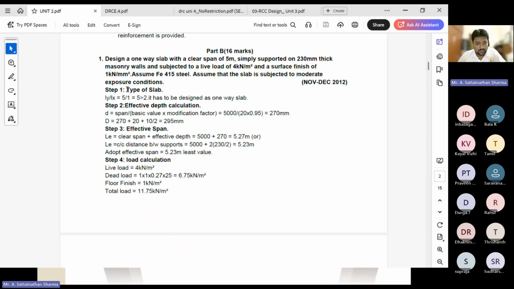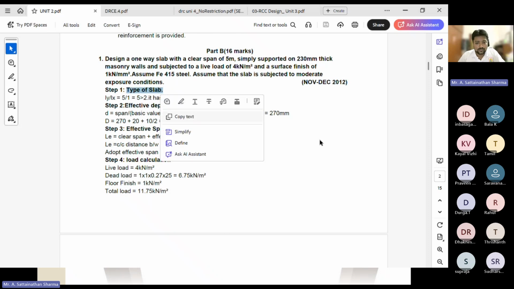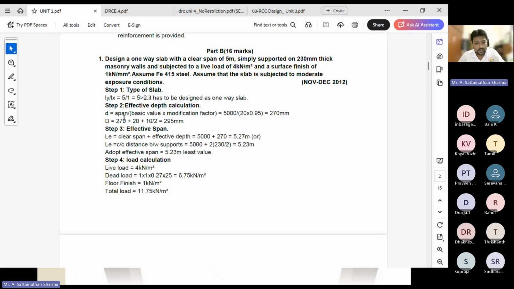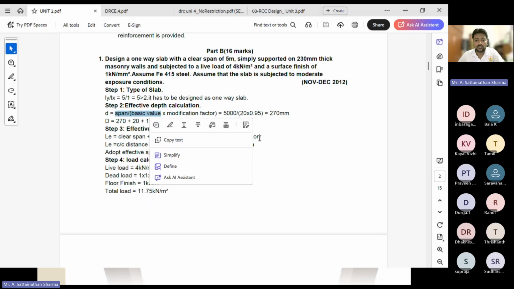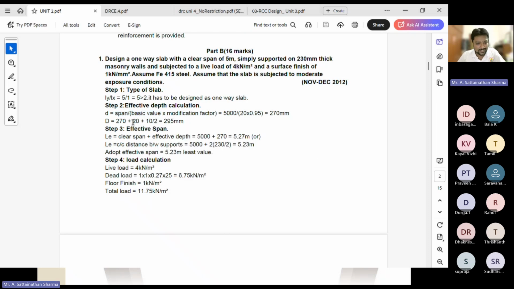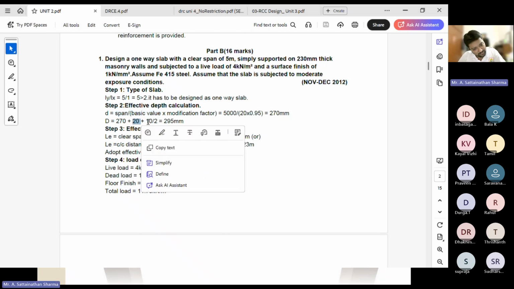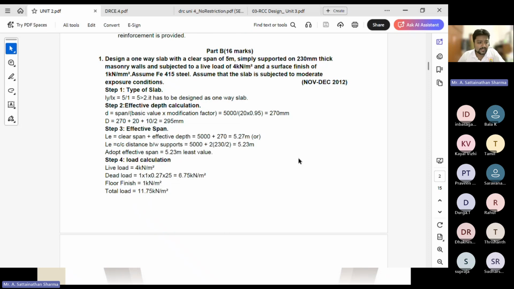Clear? Step 1, one way or two way. Step 2, span by depth ratio, which is there in the code book. Just add up the clear cover and the dia bar. 10 mm you are going to use. You can take 10, or 12 mm, then you can go with 12 mm. No problem. 8, 10, 12. Very worst case, 16. No need of 16 for the exam point of view. Go with 8, 10, 12. Again, 8 you can also leave. You can assume 10 or 12.